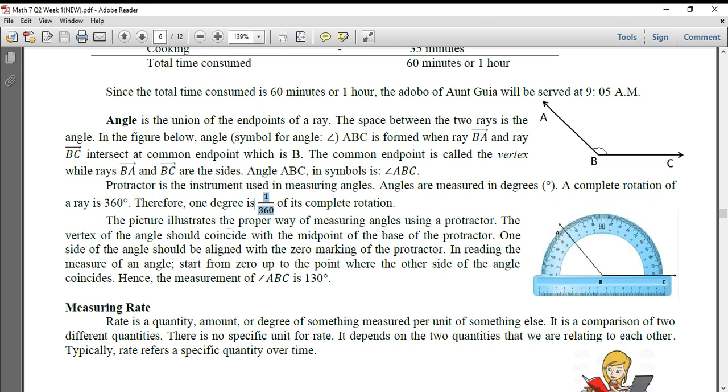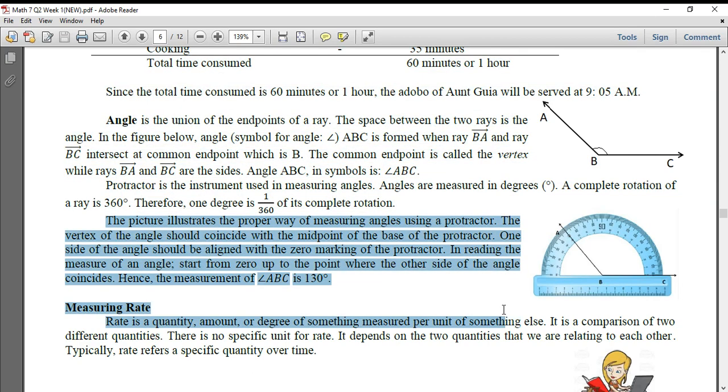Okay, in simplest form. So the picture illustrates the proper way of measuring angles using a protractor. The side of the angle should be aligned with the zero marking of the protractor. In reading the measure of an angle, start from zero up to the point where the other side of the angle coincides. Hence, the measurement of angle ABC is 130 degrees.